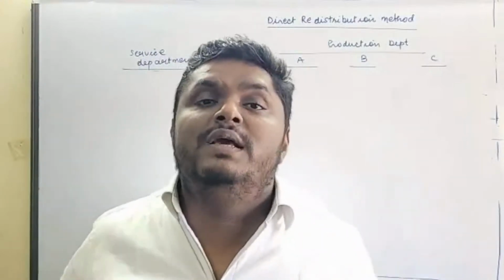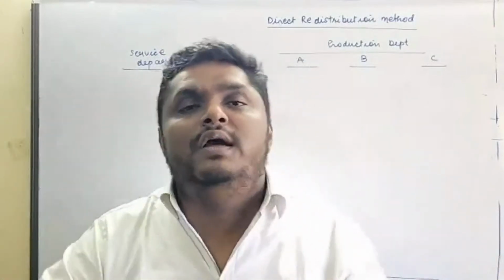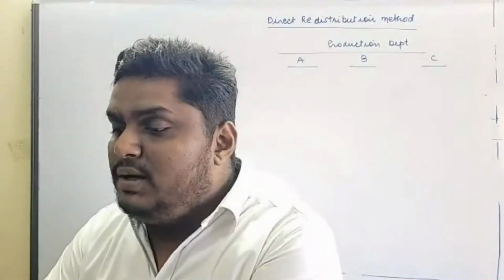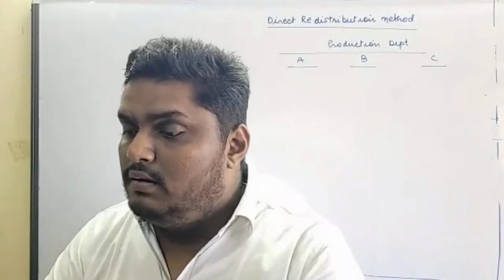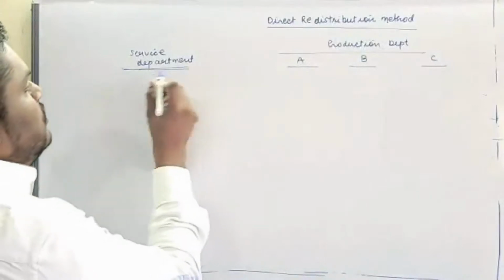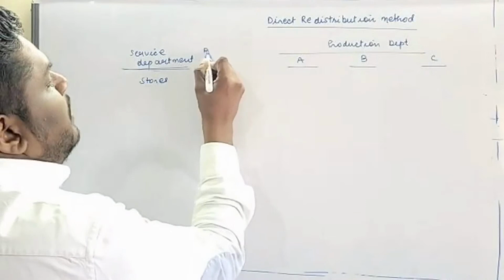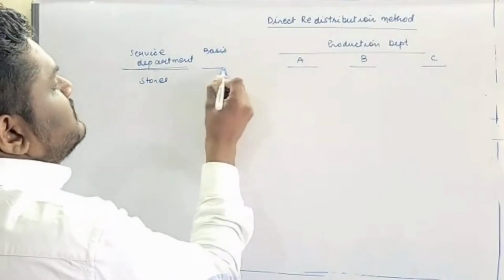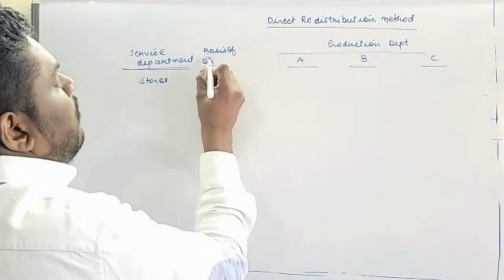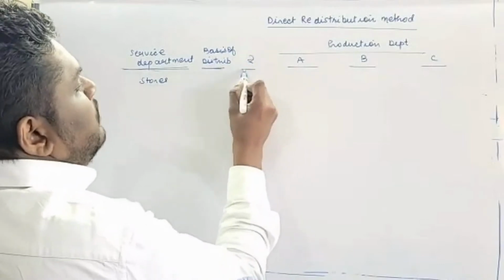इधर क्वेश्चन में क्लियरली बोल दिया कि you have to use direct redistribution method. अगर नहीं भी बोला होता तो only this method applies in this question. So guys, let's start with illustration number 1. The first one is stores. When talking about the next column, it will be the basis of distribution. The next column will be the total amount.